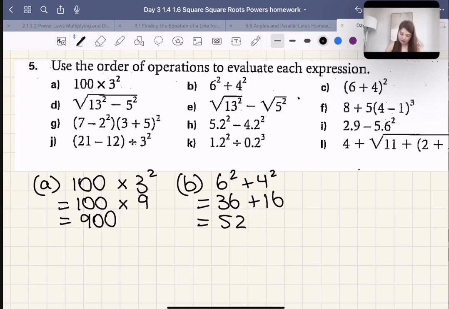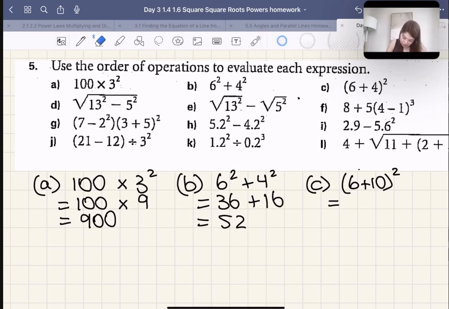Okay, now let's do C, which looks very similar, but this is actually a different problem here. This is 6 plus 4 in brackets squared, whereas before we had 6 squared plus 4 squared. So are there any brackets? Yes, there are. So we'll do that operation first. We're going to add 6 and 4 to get 10.